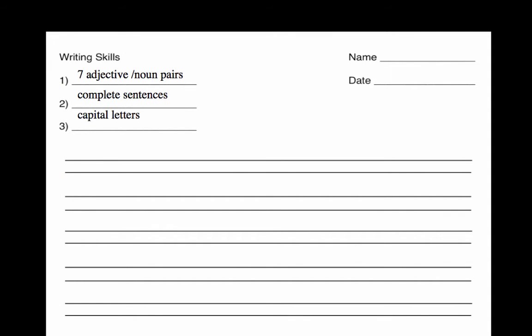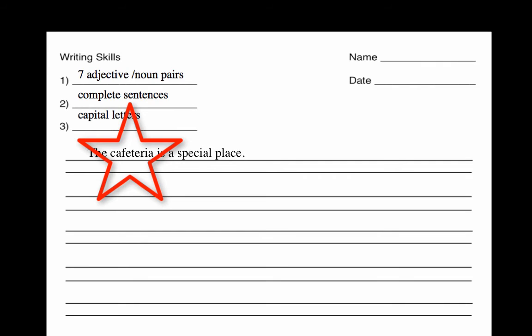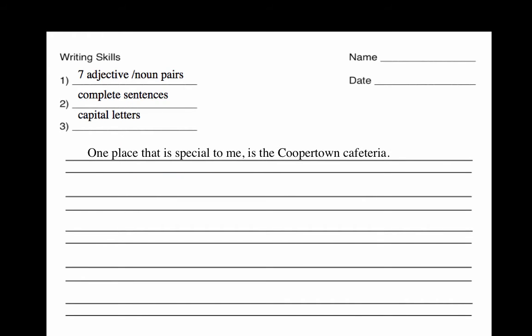The first sentence in your story tells your reader the special place you are describing. Be sure it sounds like a complete thought. Say the whole sentence in your head first and then write it down. For example, the cafeteria is a special place. It sounds like a complete sentence. It has a star, the cafeteria, and it says something about that star. It's special. It's all right if you want to write a longer sentence like, one place that is special for me is the Coopertown cafeteria. Both sentences tell the reader what you are going to write about.